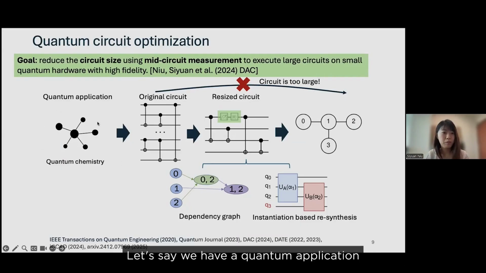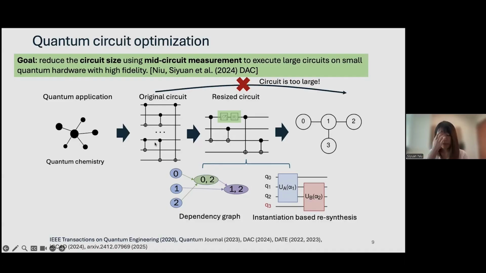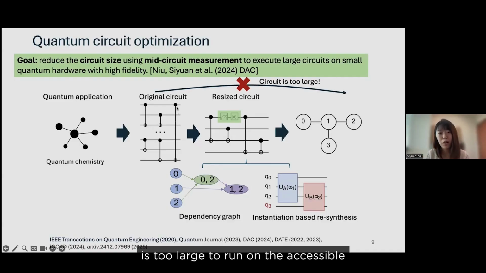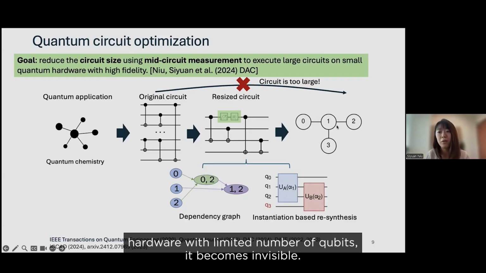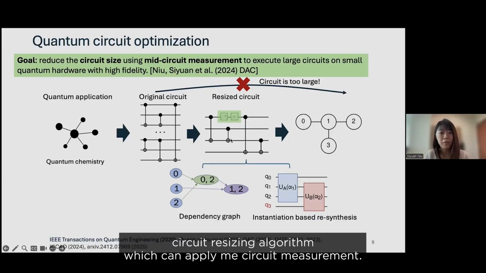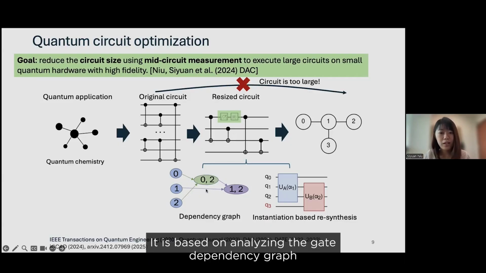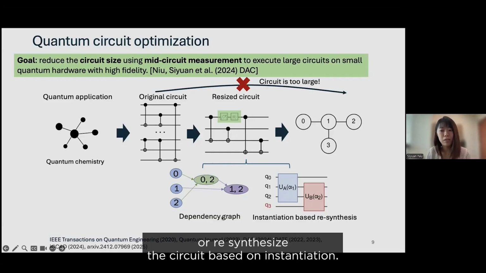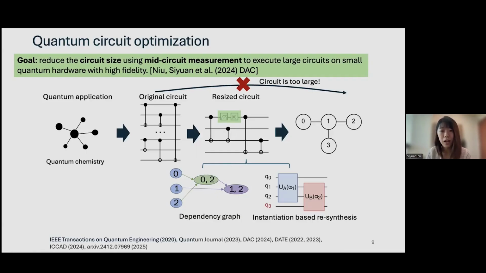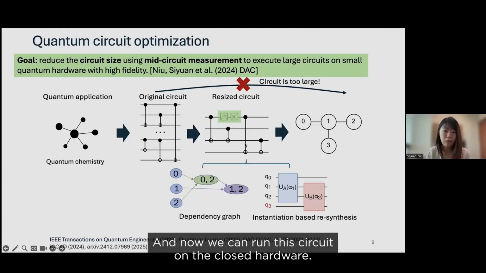Let's say we have a quantum application, and this is the circuit to implement this application. If this circuit is too large to run on the accessible quantum hardware with a limited number of qubits, it becomes infeasible. To solve this problem, we propose a circuit resizing algorithm, which can apply mid-circuit measurement and reset to reduce the number of qubits. It is based on analyzing the gate dependency graph or resynthesizing the circuit based on instantiation. We obtain the resized circuits with fewer qubits, and now we can run this circuit on the quantum hardware.